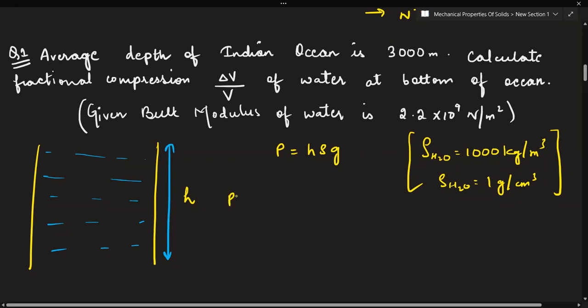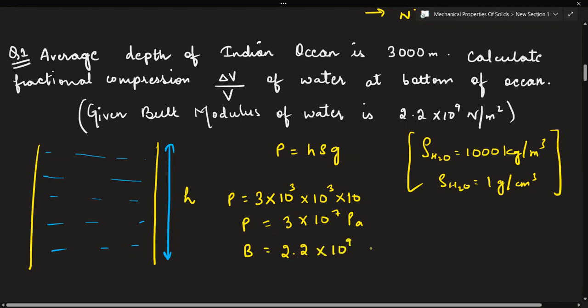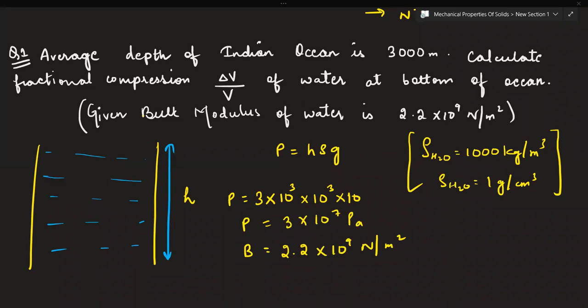Let's see. Height is given to you as 3000 meters, so you can write it as 3 into 10 to the power 3. And the density, since we are taking everything in SI units, we'll take it as 10 to the power 3. Acceleration due to gravity, you can take as 10 in this question. So it would come out to be 3 into 10 to the power 7 pascals. So you have the pressure with you now. You have the bulk modulus with you, 2.2 into 10 to the power 9 newton per meter square. Now can you calculate delta V by V? Just try it once.